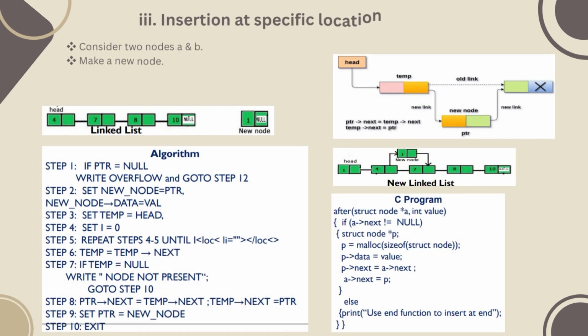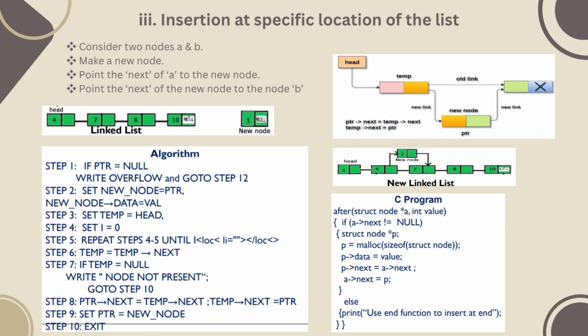The third condition for the insertion operation, insertion at a specified location of the list. Let us consider 2 nodes A and B. Make a new node, point the next of A to the new node, and point the next of the new node to node B. Algorithm for insertion at a specific location of the list. Step 1, if PTR is equal to null, write overflow. Whenever an insertion operation has to be performed with any type of data structure, we have to first check for the overflow condition, and if the overflow condition arises, then go to step 11, that is, exit.